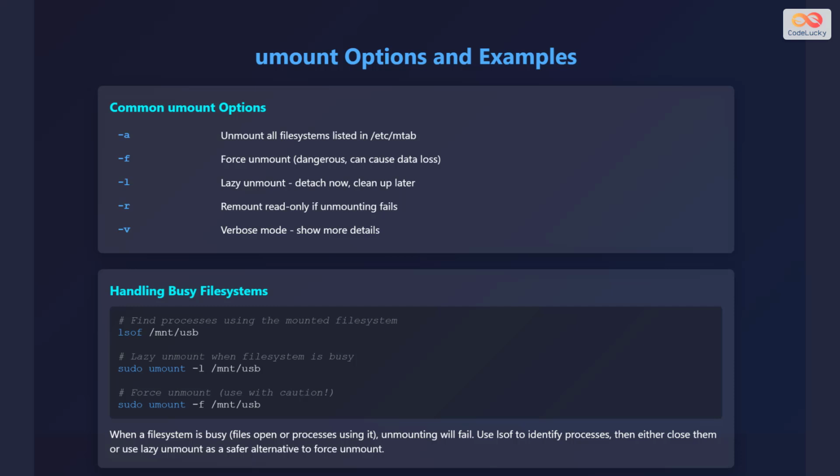To find processes using the mounted file system, use the command lsof /mnt/usb. Use sudo umount -l /mnt/usb for lazy unmount when the file system is busy. Use sudo umount -f /mnt/usb to force unmount. Use with caution.